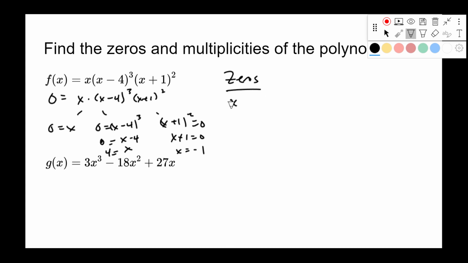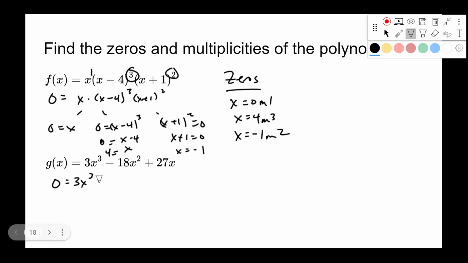Let's line them up. x equals 0. x equals 4. x equals negative 1. Their multiplicities: 0 has a multiplicity of 1. The 4 has a multiplicity of 3. And the negative 1 has a multiplicity of 2. So there they are.